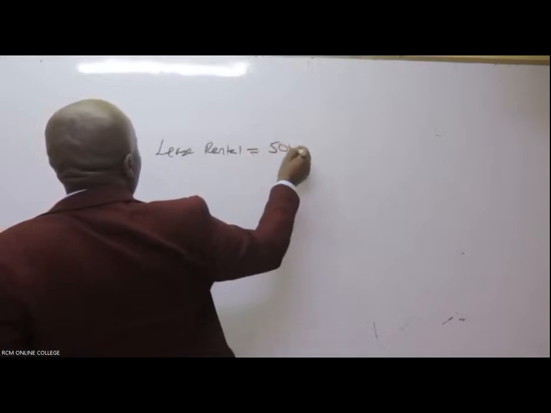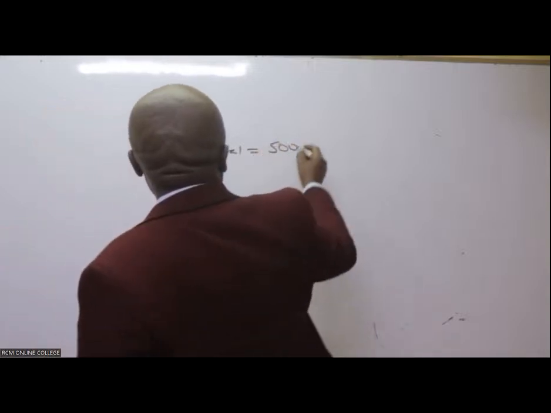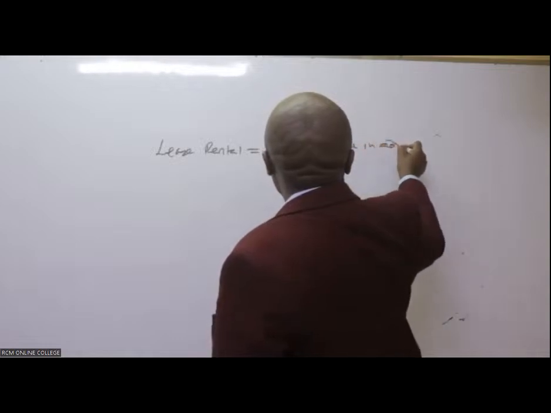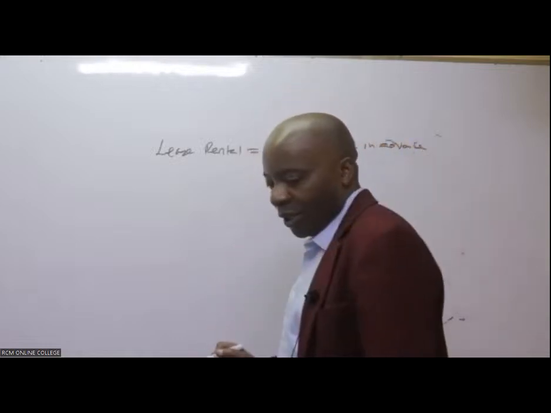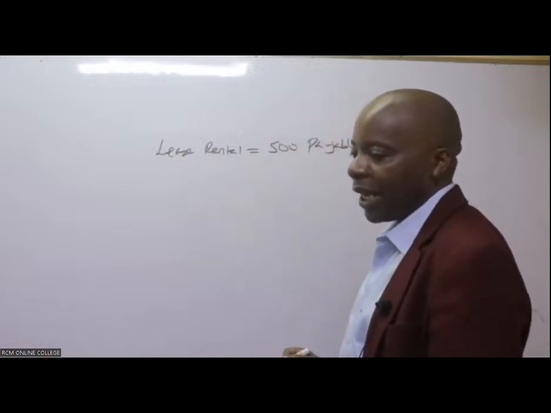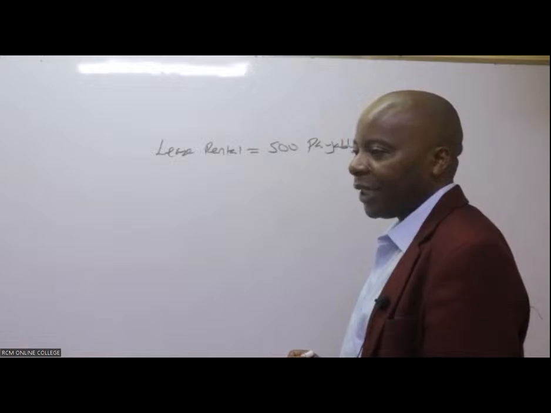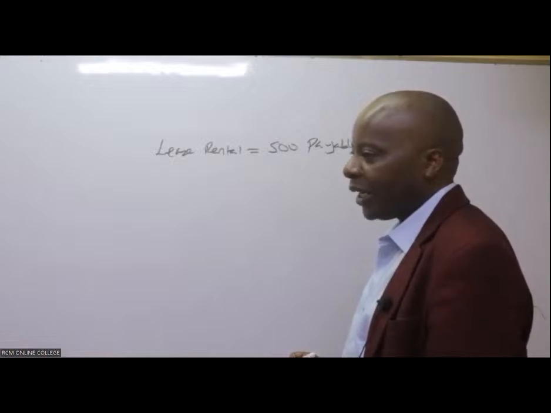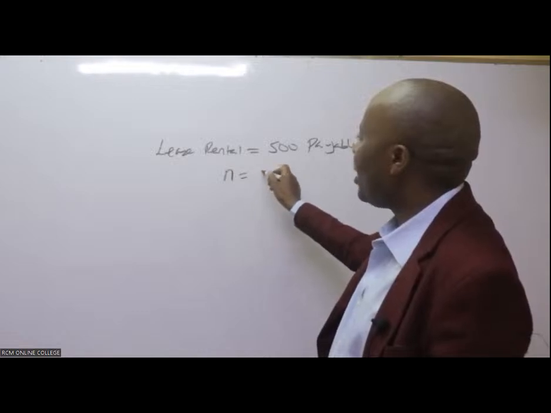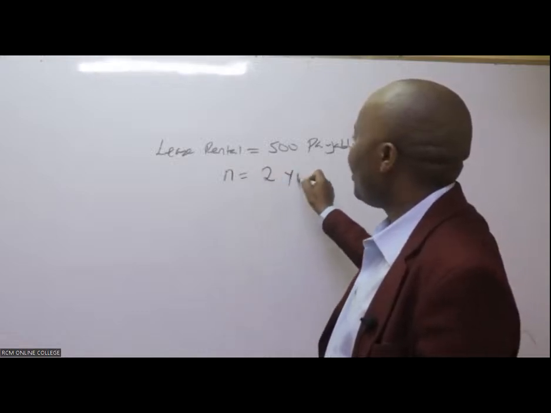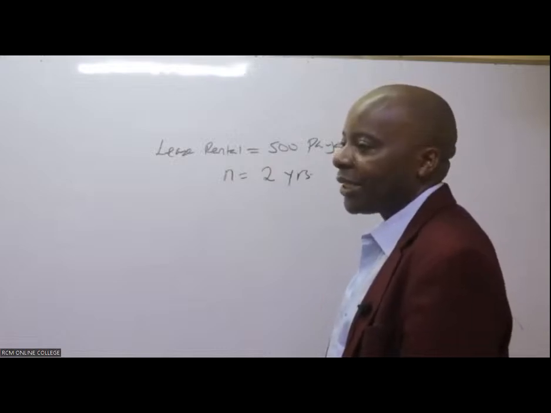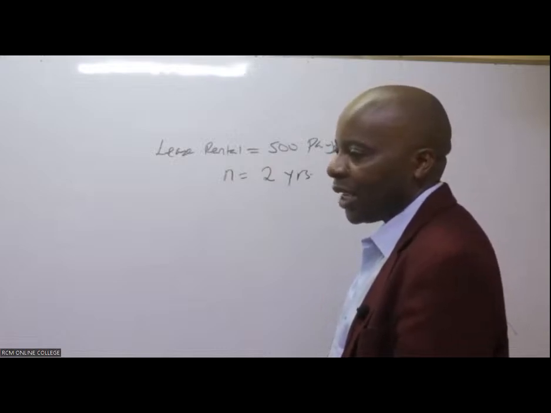lease rental is 500. But this thing is payable in advance. And then they have told you that N is what year? N is, say, 2 years. Let me just simplify this. N is 2 years.